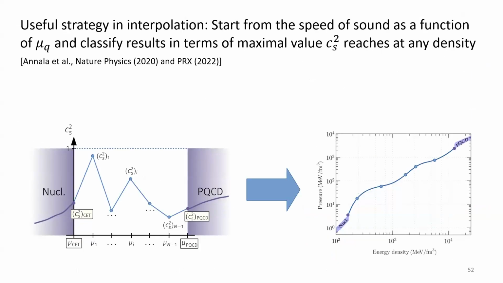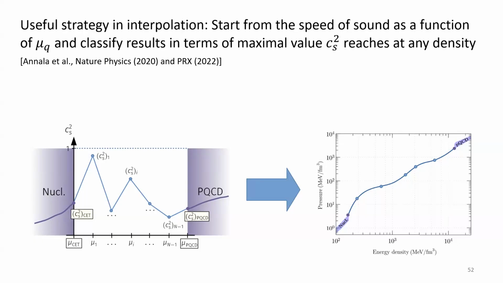There are also non-parametric alternatives, but what we have found the most useful parametrization for this kind of interpolated or inferred equations of state is to start from the speed of sound as a function of quark or baryon chemical potential, and assume that the true behavior of the speed of sound in nature can be approximated with a piecewise linear function of chemical potential.